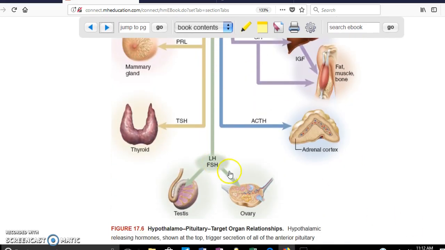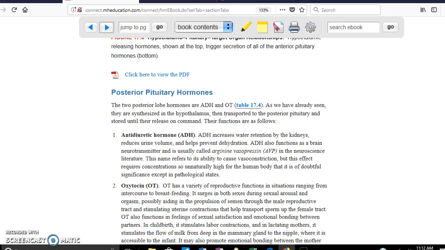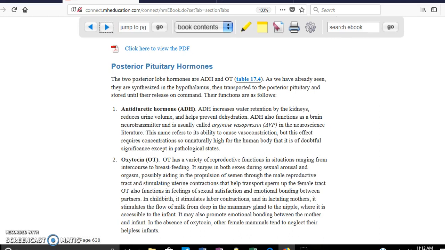And LH and FSH are going to work at the level of the ovaries and the testicles, for example, to stimulate the ovulation and to stimulate, for example, the release of testosterone. We're going to see that with more detail later on. So we keep scrolling down. Posterior pituitary, we have the antidiuretic hormone and oxytocin.